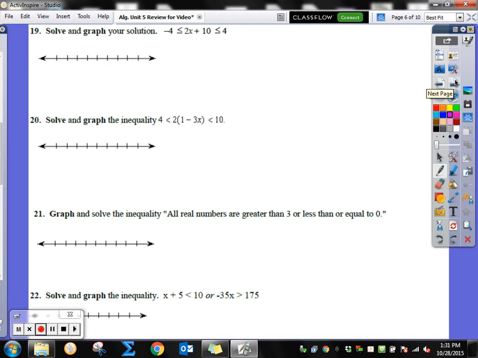We're going to solve and graph these compound inequalities. Hopefully you recognize that this is an and. And I'm going to use the shortcut method.